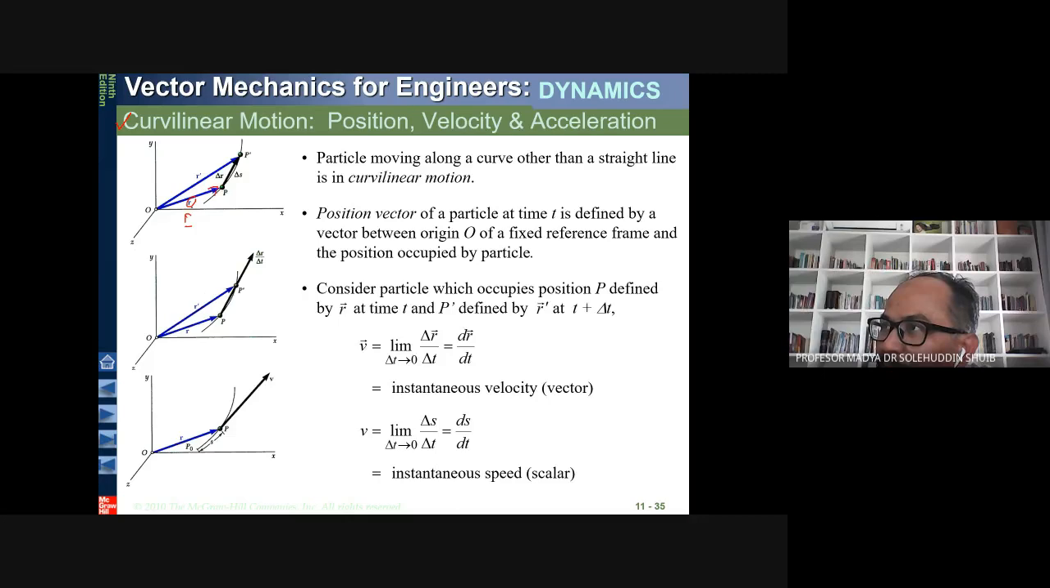And then I want to highlight also, how about P prime? We have another position vector, I name it as R prime vector. This is R vector, and this is R prime vector, referring to P prime. What will be the position vector from P to P prime? We have another one which is called delta R.